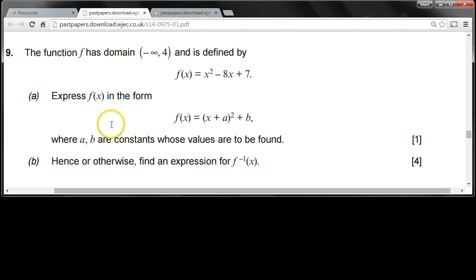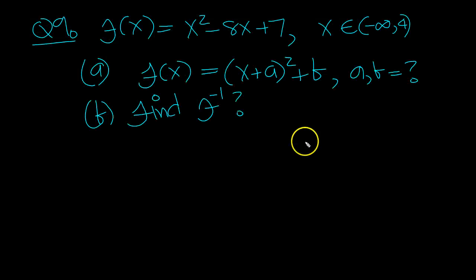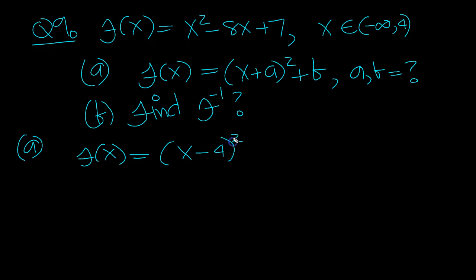Okay, here's the question. I've got the summary here. So let's just write this in this form. So x minus 4 squared, isn't it? That will give you x squared minus 8x plus 16. So we might need minus 16 to cancel that, but we've still got a plus 7. So it's x minus 4 squared minus 9.